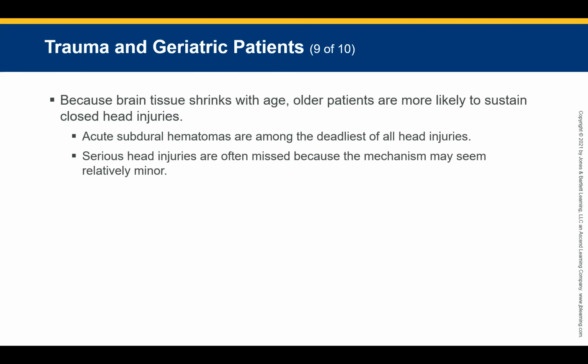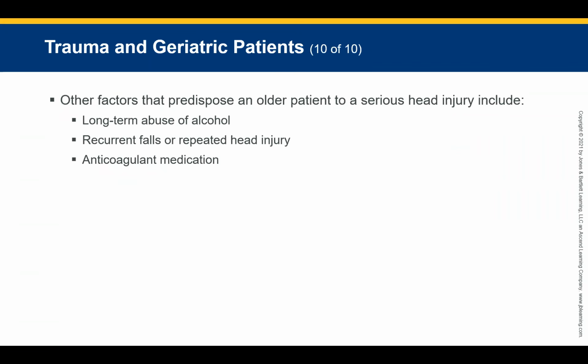Because the brain shrinks with age, older patients are more likely to sustain closed head injuries, such as a subdural hematoma. Serious head injuries are often missed in older patients because the mechanism may seem relatively minor. Acute subdural hematomas are among the deadliest of all head injuries. Other factors that predispose an older patient to serious head injuries include long-term use of alcohol, recurrent falls, or repeated head injuries. What about Muhammad Ali?